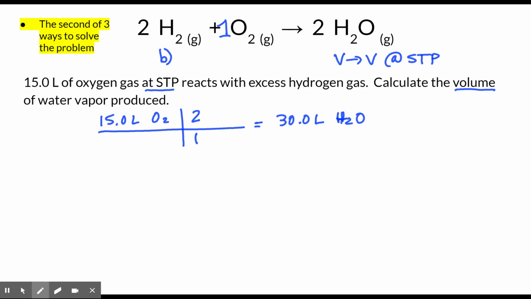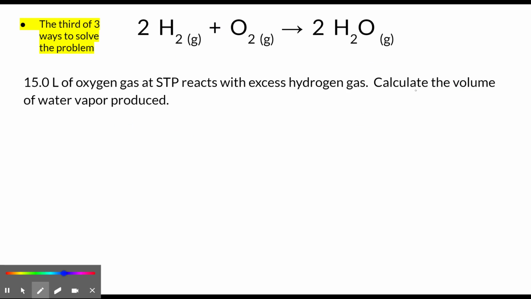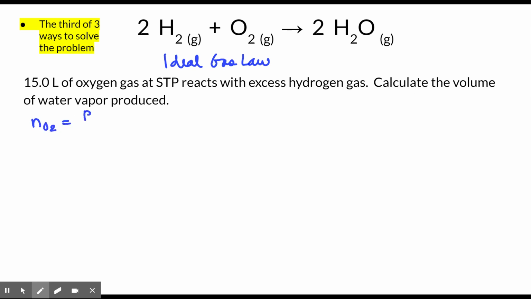Let's take a look at a third way to solve this problem. That would be for folks that just want to see every single step laid out. The third way to solve this problem is not to use the shortcut 22.4 liters equals 1 mole of gas. Instead, you would just be using the ideal gas law. It is slower, but for people that might feel like they need to see all the steps, this might be the way for you. So 15.0 liters of oxygen gas at STP reacts with hydrogen gas, so we're going to need to solve for the moles of oxygen gas. So the moles of oxygen gas is going to be the pressure times the volume divided by R times T.